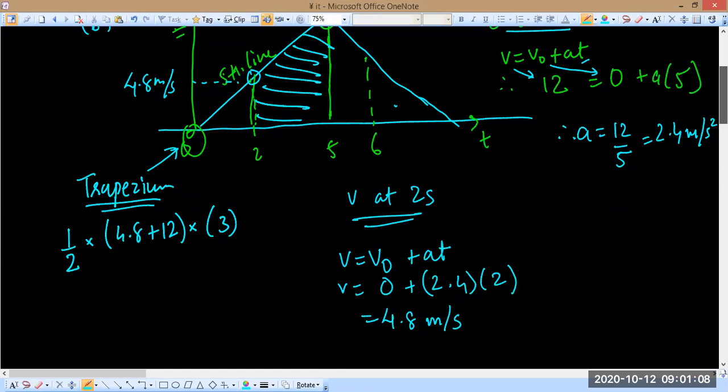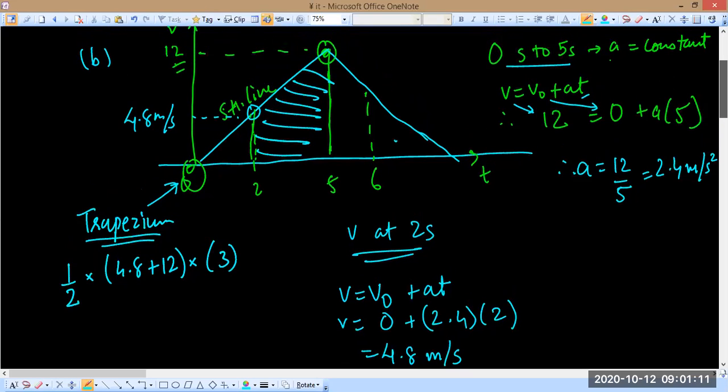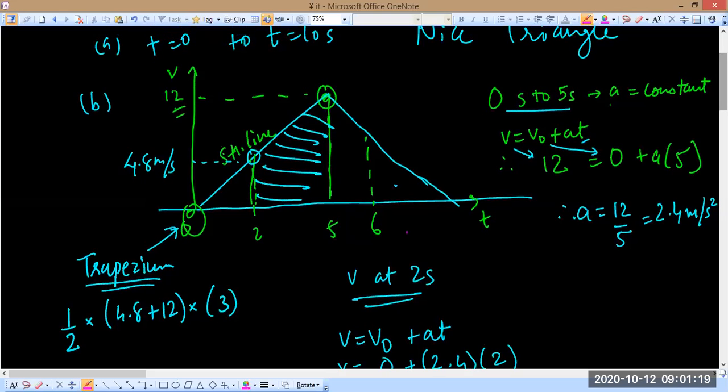Okay, so this would be for 2 to 5. Now for 5 to 6 you will have to do something similar, but for that you have to consider this part of the graph, which is also a straight line. So find new acceleration and find this area. Same procedure, I repeat, but you'll have to do the calculations again because the values are changed. Okay.